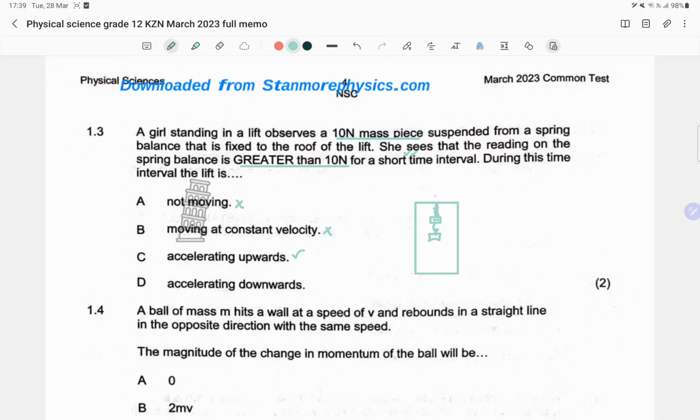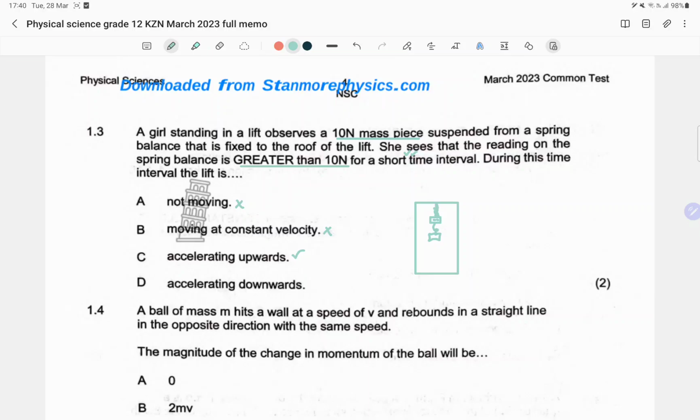Because the lift is accelerating upward, because of inertia, this body will try to refuse to move. It will attempt to stand there. As it does that, there will be a pull on the spring balance, and the reading will be a little bit greater than 10 newtons until balance is attained. Once this starts accelerating at the same acceleration as the lift, the spring balance will go back to 10 newtons. So that is the most likely answer.